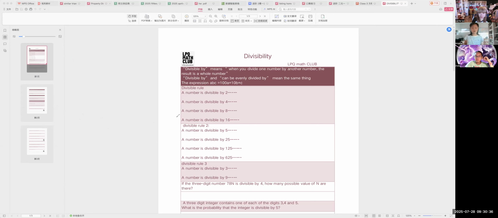Okay, so now let's take a look at the divisibility rule too. A number is divisible by 5, and what kind of number is it, Amelia? The last digit either ends in 5 or 0. Okay, very good. The last digit is 5 or 0. So what numbers are divisible by 25, 125, and 625? These three, I don't think Amelia knows that either.